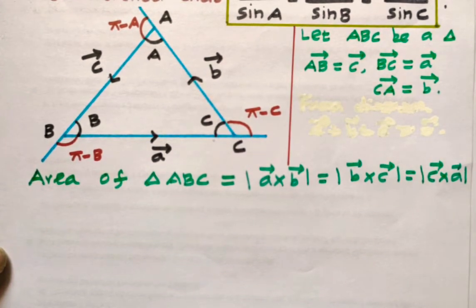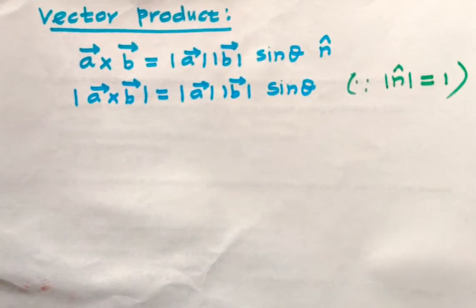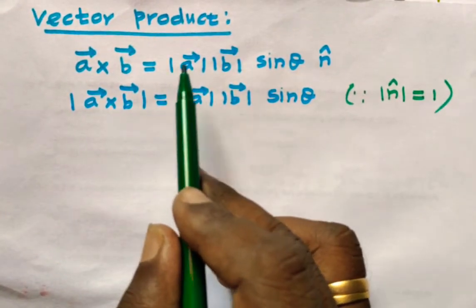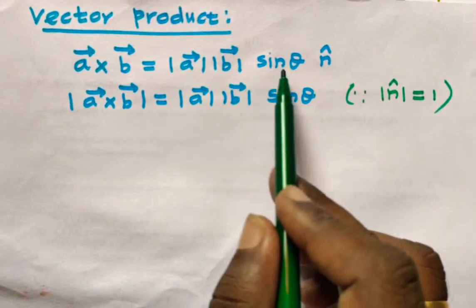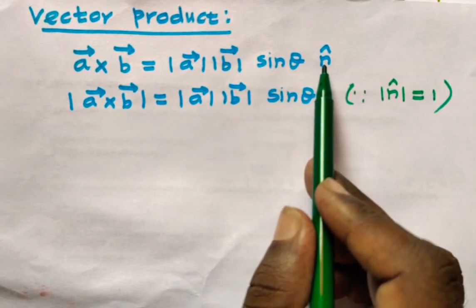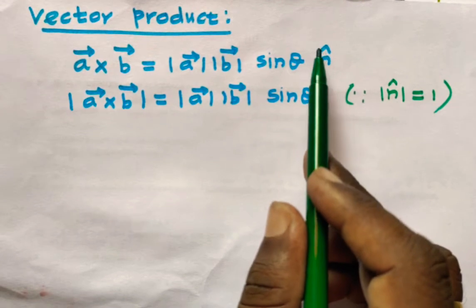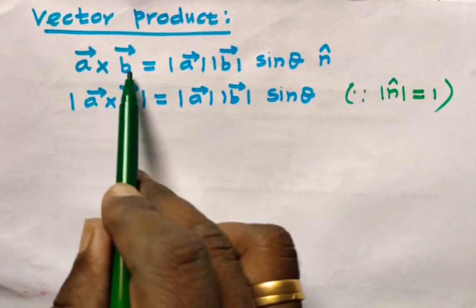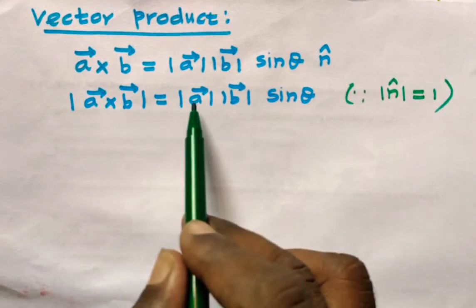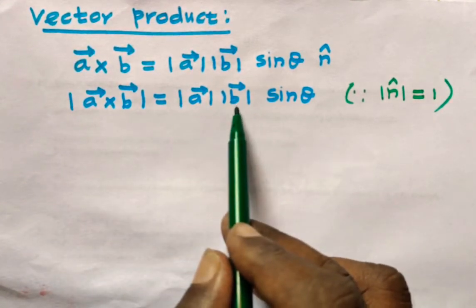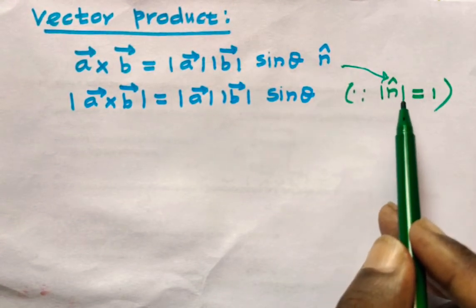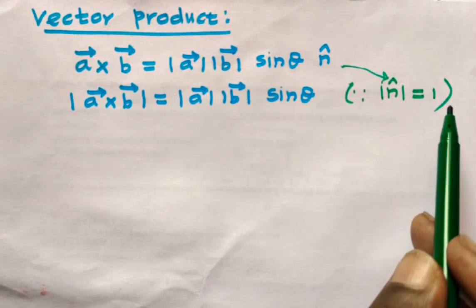Here we know that vector product a vector cross b vector can be written as modulus of a vector into modulus of b vector into sine theta into n cap. n cap is the unit vector, and taking the modulus of a vector cross b vector, it is modulus of a vector into modulus of b vector into sine theta. Here modulus of n cap is equal to 1.